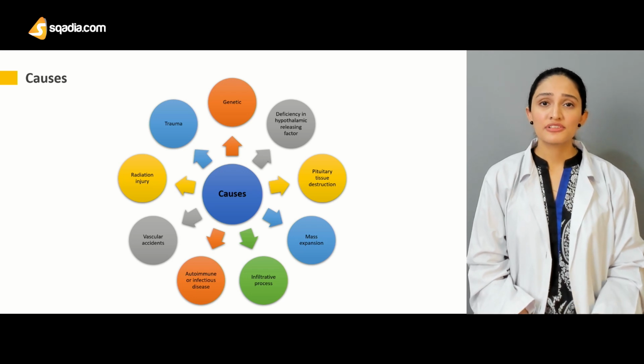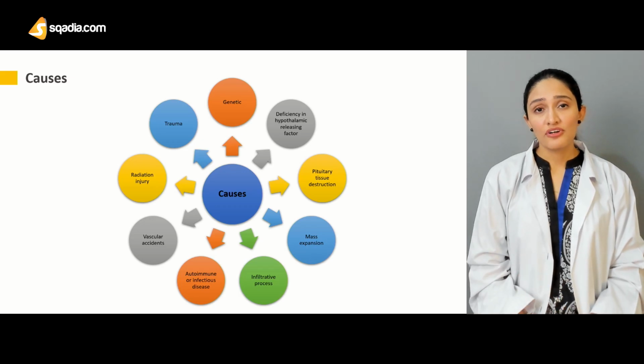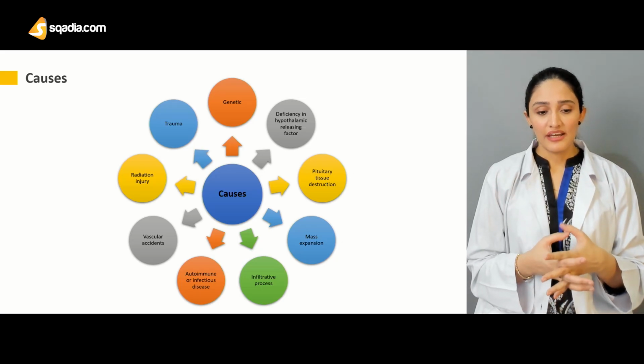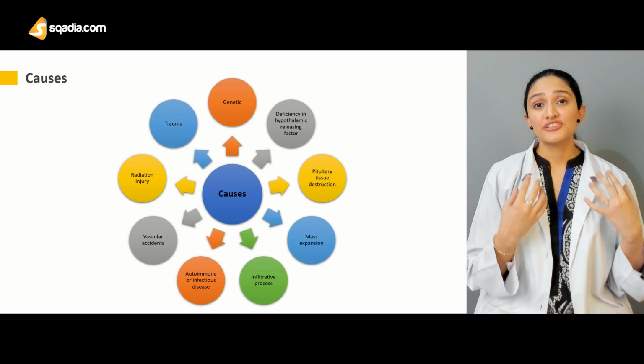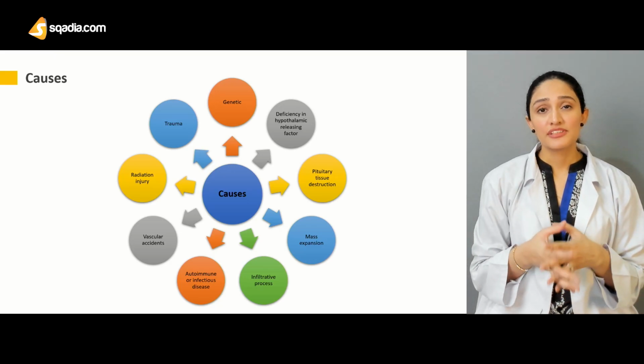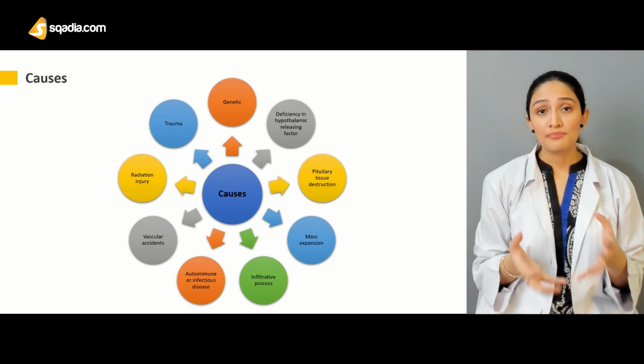Lastly, if we talk about mutation of the PROP1 gene, this is the most common cause of hypopituitarism present in congenital issues, and this is known as congenital hypopituitarism. So this is the list of the causes and the etiological factors of hypopituitarism.